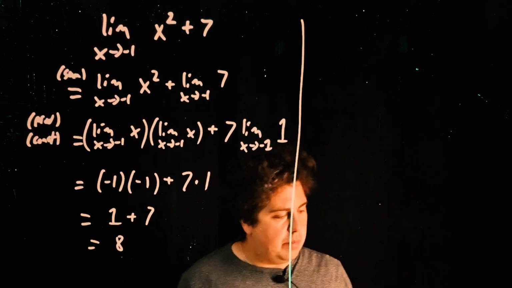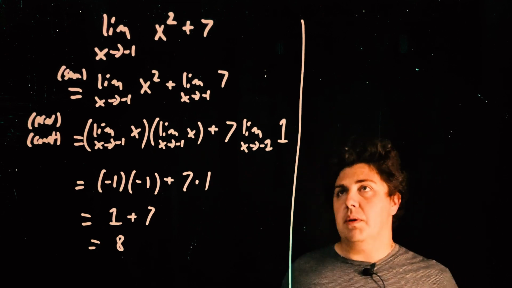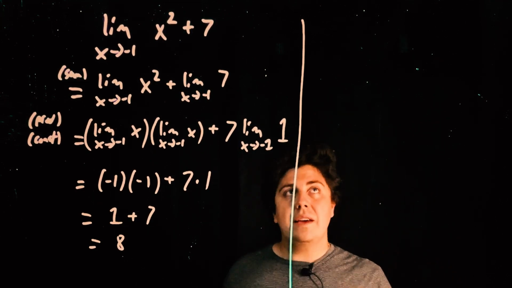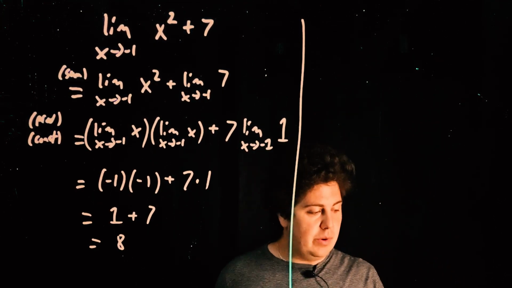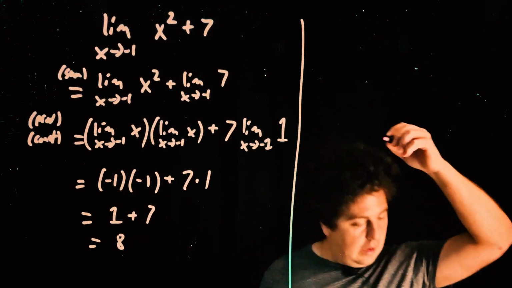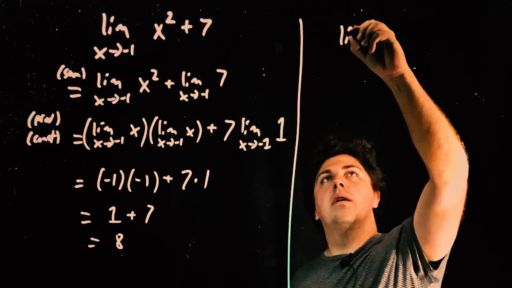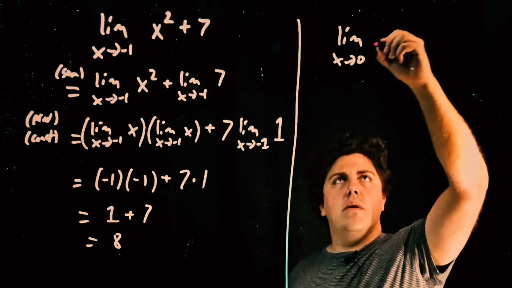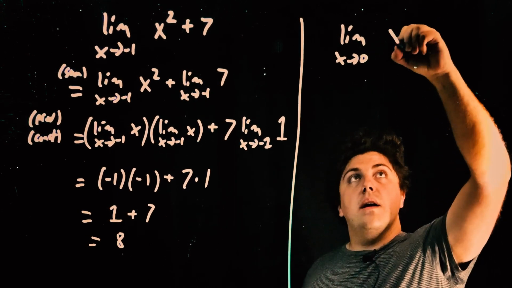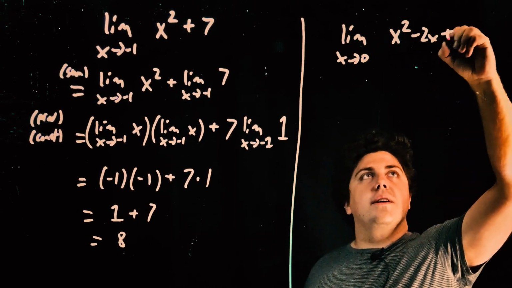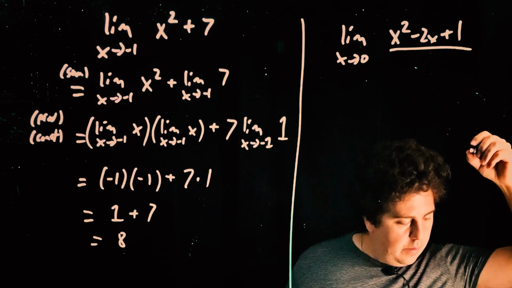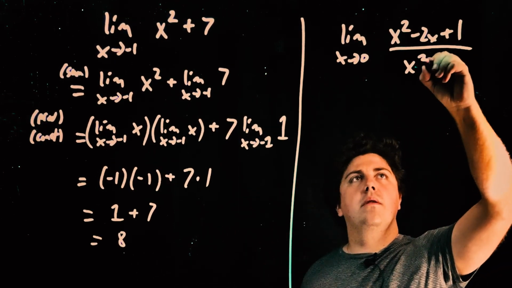Now let's do another example over here. Something a little more complicated, but still something that we can just use the limit laws to get through nice and easily. So let's try to take the limit as x goes to 0 of x squared minus 2x plus 1 divided by x squared plus 3.